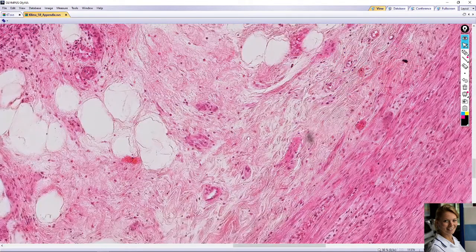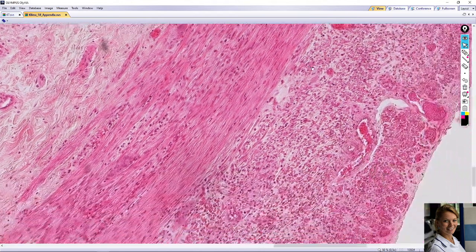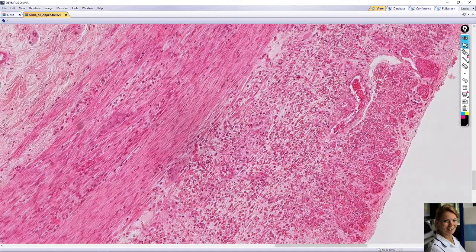The muscularis externa consists of the inner circular layer. It's here. You can see longitudinal section of smooth muscle cells, and the second layer is a longitudinal layer. For example, here it starts and continues. Here, this is longitudinal layer of smooth muscle cells. You can see smooth muscle cells in the transverse or cross sections.